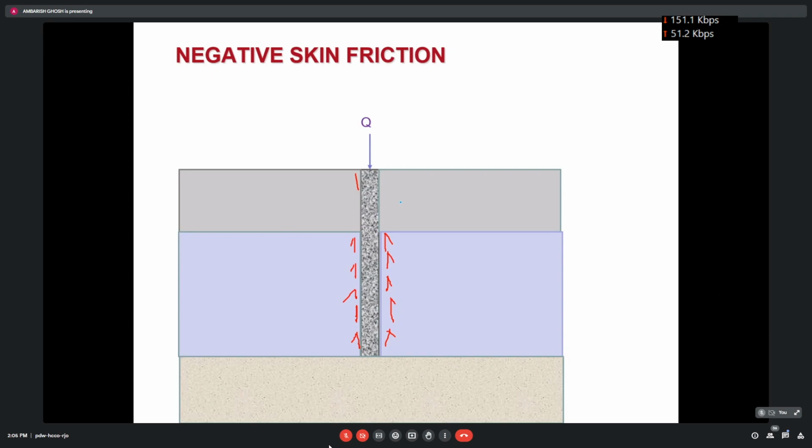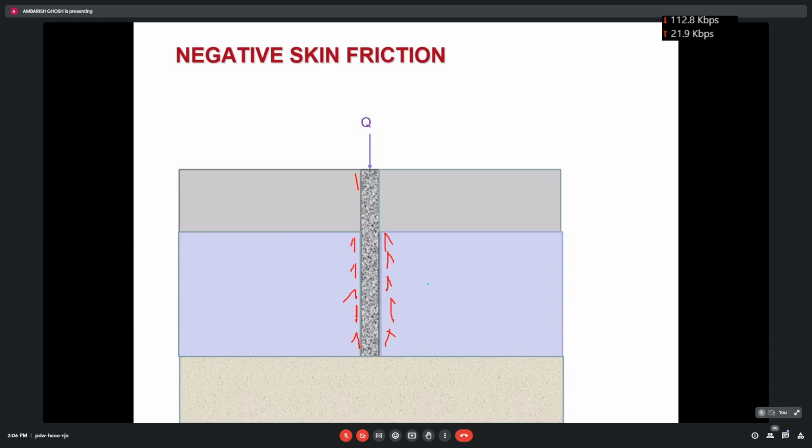Why is this friction acting in the upward direction? Because whenever you are giving the load, the pile is trying to go down. So to keep it in position, the soil is giving resistance in the upward direction. Am I correct? That's why this skin friction has developed.